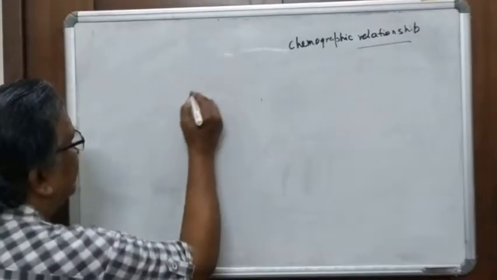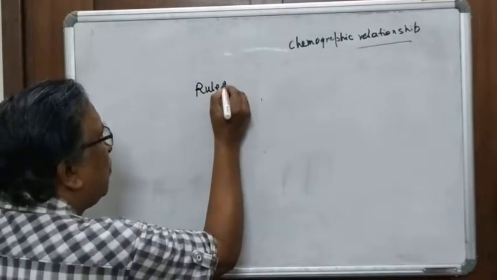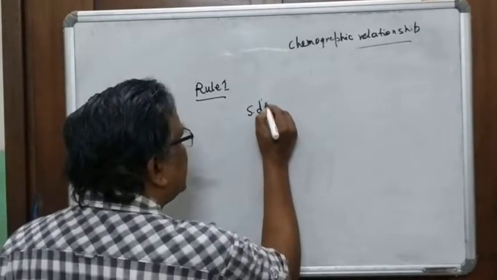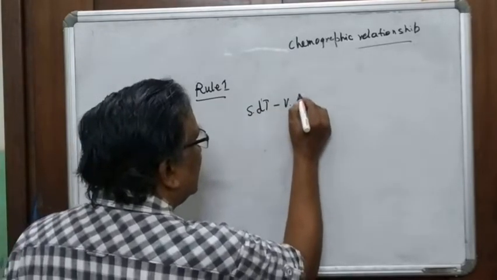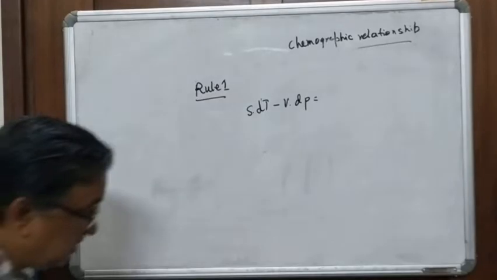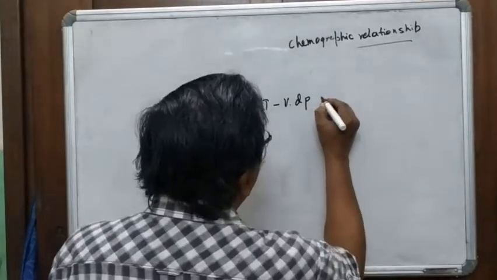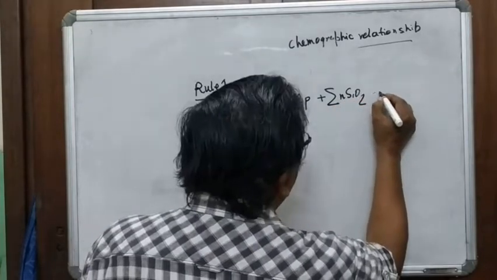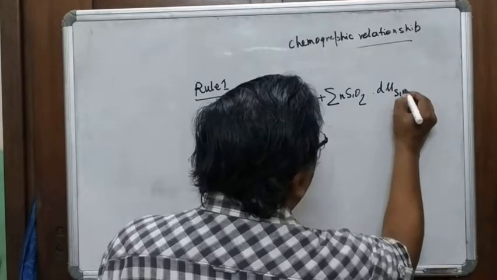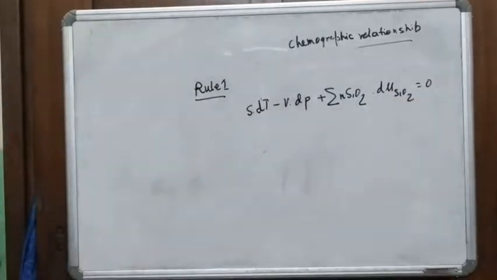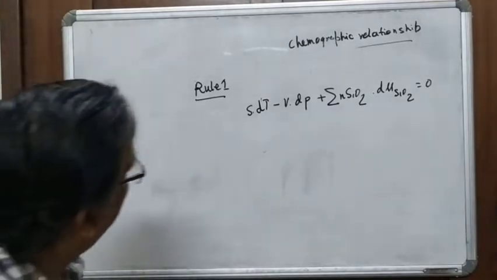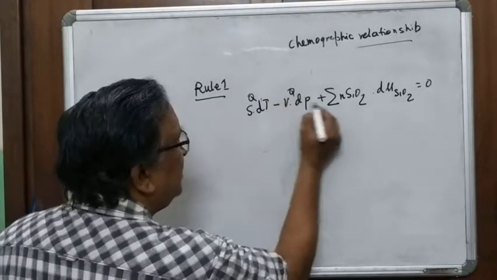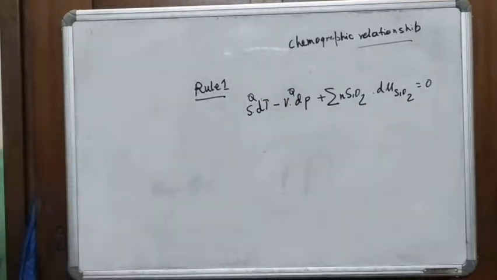So this is rule 1. Why shouldn't it be plotted? We come to that question. I will do it two ways. I will do it using the Gibbs-Duhem method. This is the Gibbs-Duhem equation: for quartz, S dT, V dP minus n SiO2 d mu SiO2.